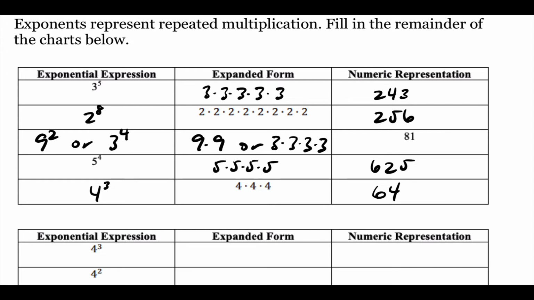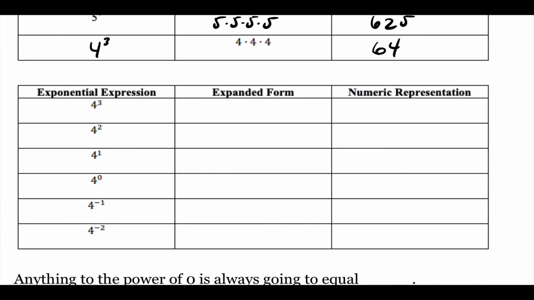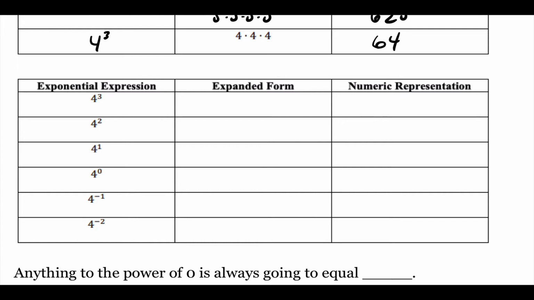Okay? Now down here is similar, right? 4 to the third just means 4 times 4 times 4, which is 64 when you put it in your calculator, right? Same thing with 4 squared. Means 4 times 4, which is 16. 4 to the first power just means 4, right? And you just write that as 4. There's only one 4. No math needed. Nothing to multiply or add or anything.